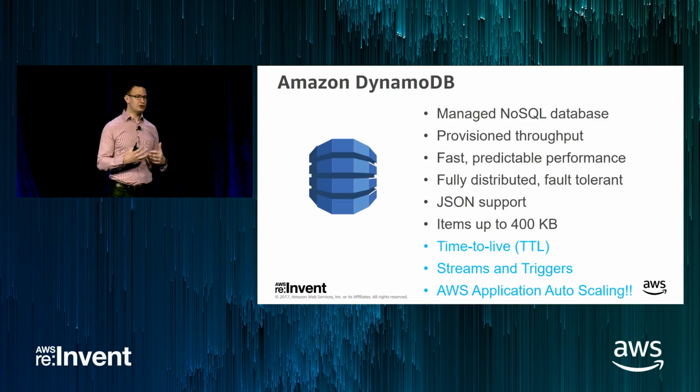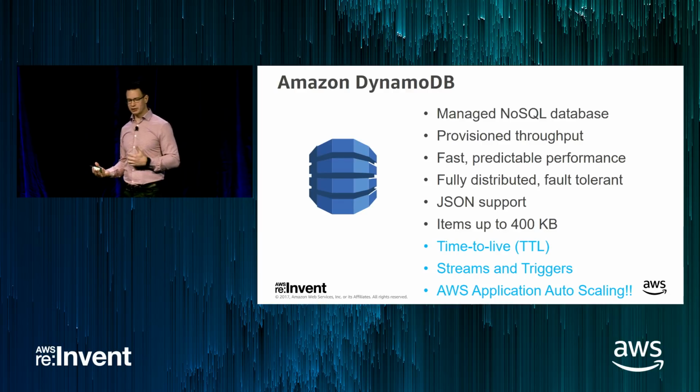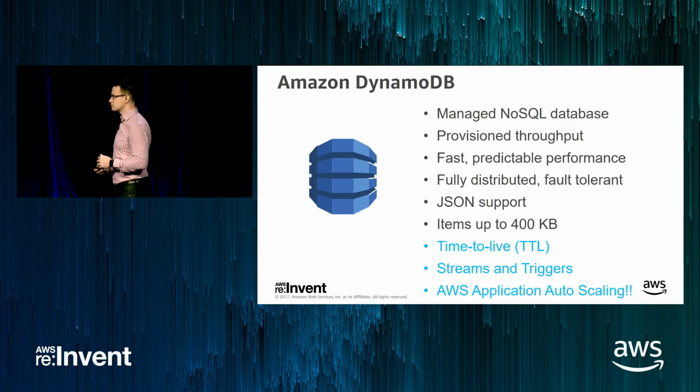It allows you to scale your throughput, whether it's read throughput or write throughput, separately. You can set that to whatever level you need it to be at, and it will even auto-scale that for you. It's fully distributed and fault tolerant. It's going to scale for you, and it'll support JSON items up to 400 kilobytes.